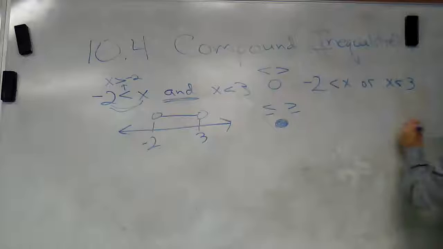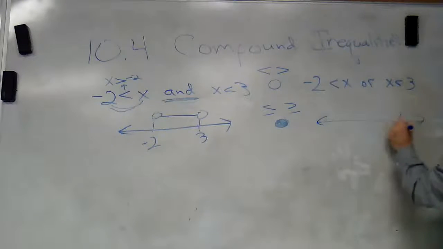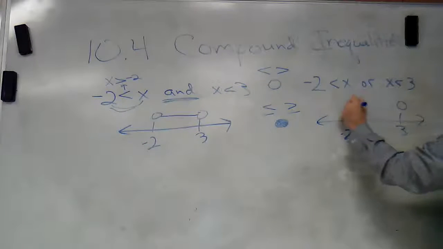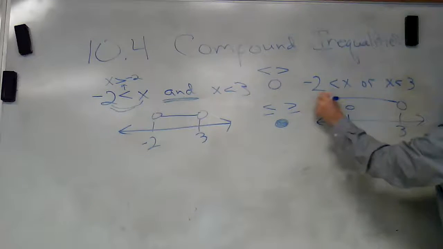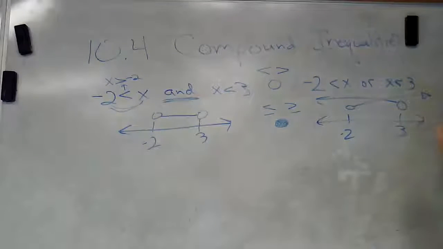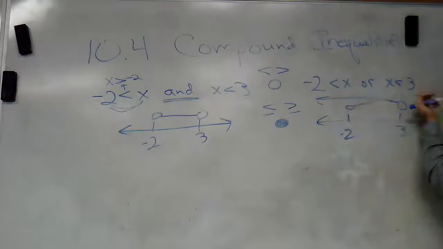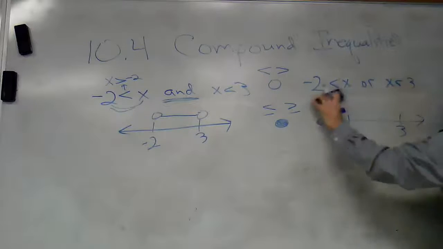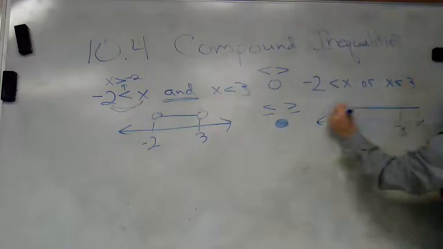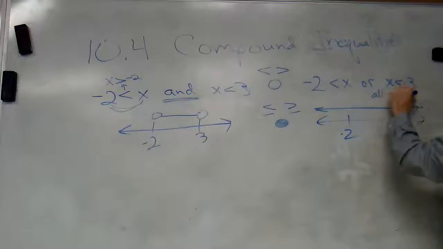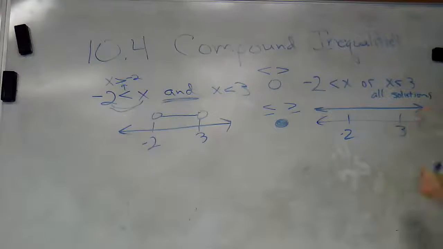But if we come over and do that same thing over here, this time it says or, so we've got less than 3, greater than -2, but it's or. So it could be greater than -2 is anything over here. Less than 3 is anything over here. So how that one would work as a graph would be every single number, all solutions. Sometimes that's what or is going to give us.